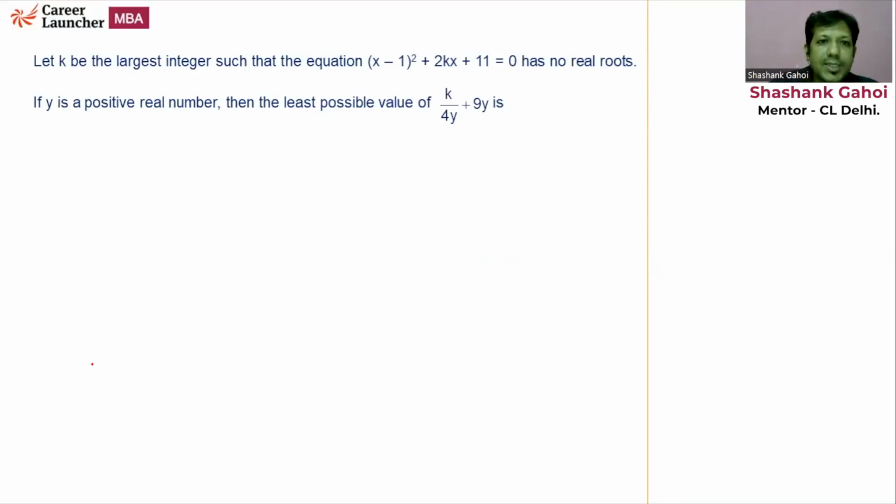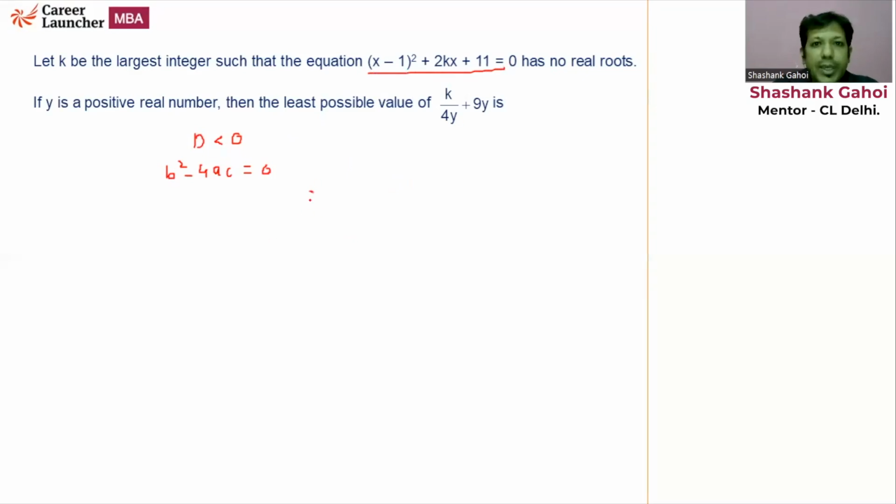Now k is the largest integer such that this equation has no real roots. If an equation has no real root, it means D should be less than 0. D means b square minus 4ac should be less than 0. Okay. So I'm just going to open this equation first.